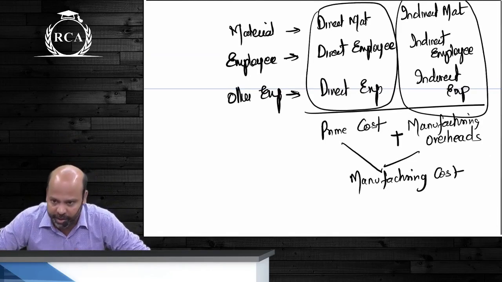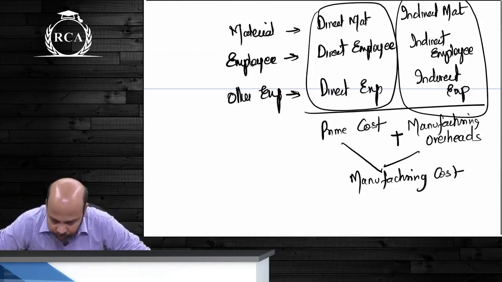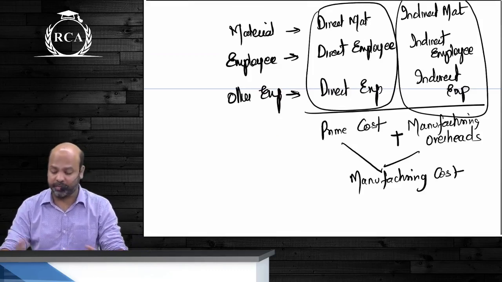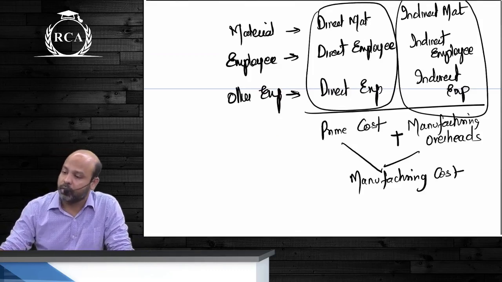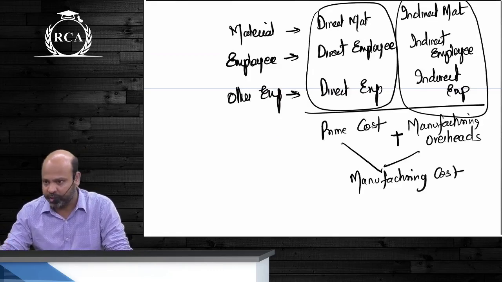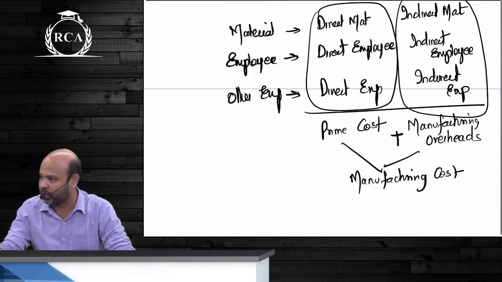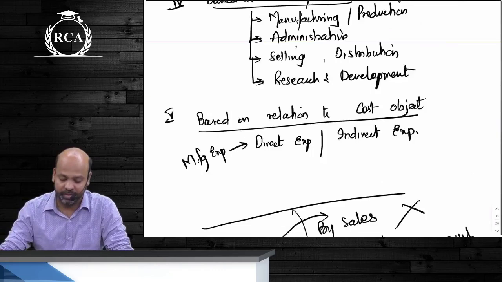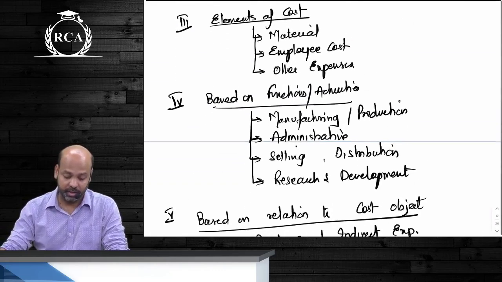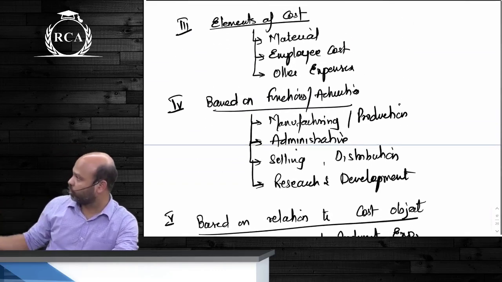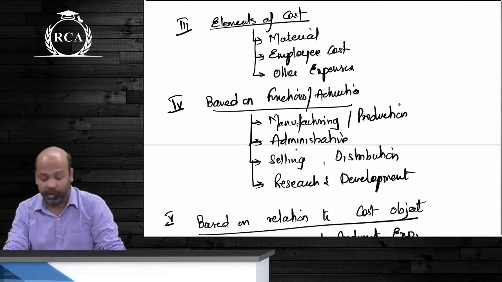Sum total of all the direct expenses will be called as? Sum total of all the indirect expenses will be termed as manufacturing overheads. Are we clear? Any doubt in this part? Right. Next, where do you have to write from? Copy both of them as it is. Elements, and based on functions or activities.